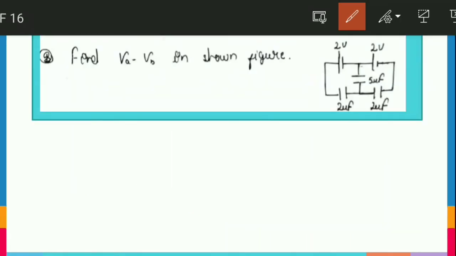So friends, let's see how we have to do this question. The question says we have to find VA minus VB in the shown figure. This is our figure. Actually, friends, this terminal is our A and this terminal is our B. So we have to find the potential difference. Let's say that terminal A has zero potential and let terminal B have V potential. Then our potential difference will be V minus zero, that is V, which we have to find.